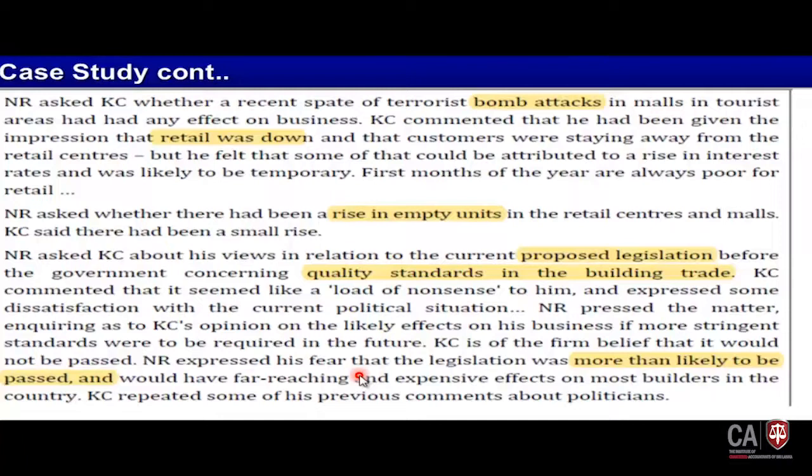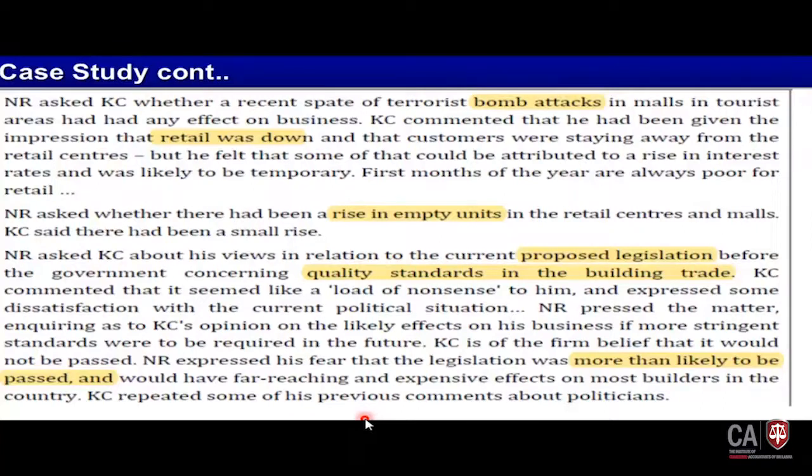With this proposed legislation, again the partner is skeptical. If this is going to be tightened, and you are a building manufacturer not in conformity with this, the government can come and stop your business. The partner is raising this question, but the managing director slowly says no, that can't happen, this is nonsense. Casey is of the belief that it would not be passed, but the partner is saying there is a fear this is more likely to come, and that can have a far reaching impact. So Casey repeated some of the previous comments about politics. Now, this is another big point that you can add to your answer.